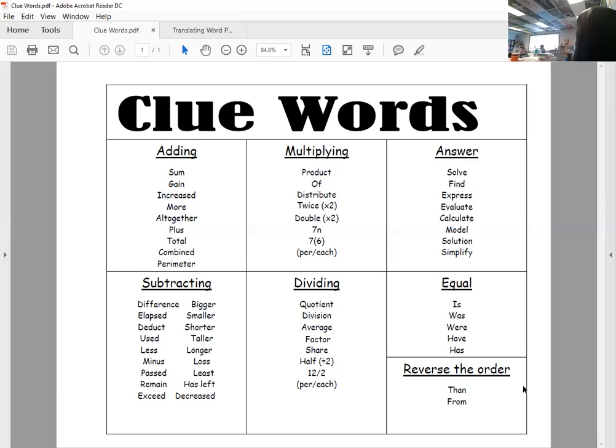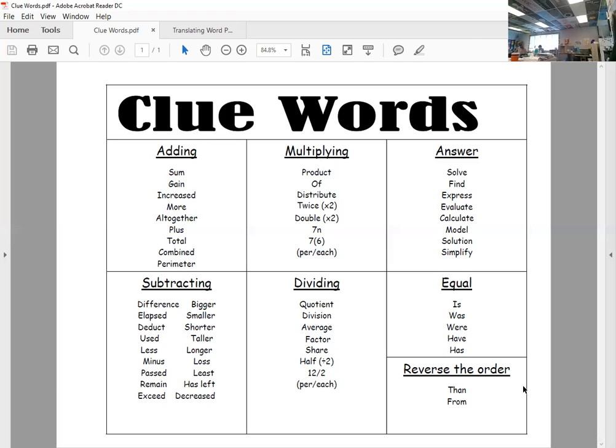Multiplying words: multiplied, usually product, the word of means to multiply, distribute, twice, double. If you see things about next to each other, like that. Dividing words: quotient, division, average, factor, share, half, and so on. You don't necessarily need the answer to equal or versus right now, but these will help you when writing expressions.